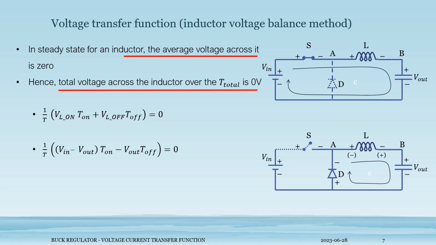Hence, total voltage across the inductor over T total is equal to 0 volt. This means 1 by T into VL on T on plus VL off T off is equal to 0. On substituting for VL on and VL off, we get 1 by T into (Vin minus Vout) into T on minus Vout into T off, that is equal to 0.